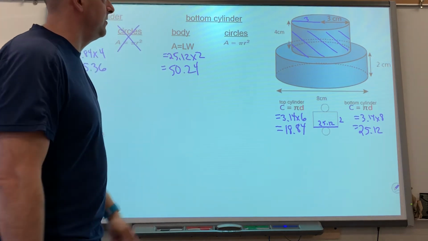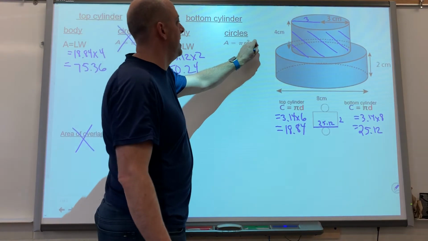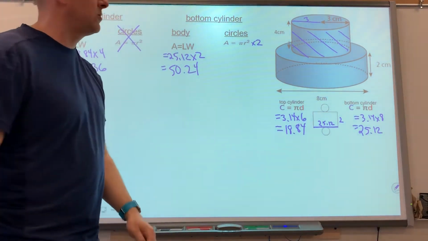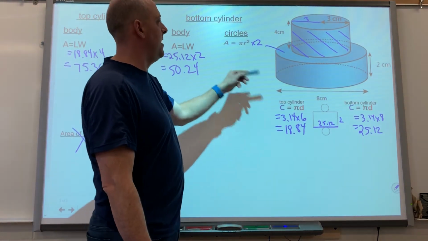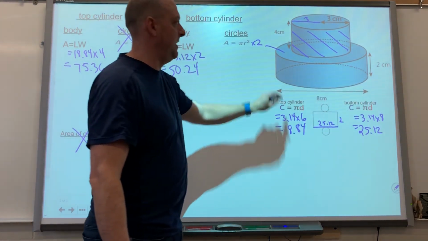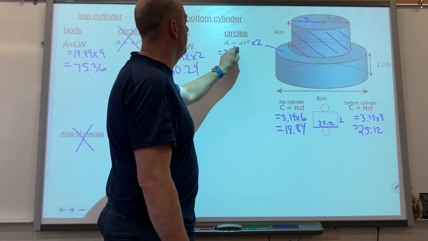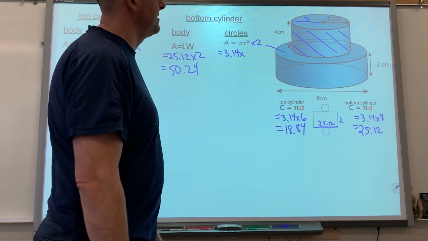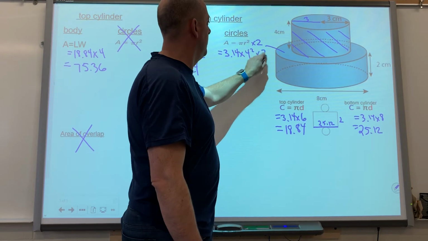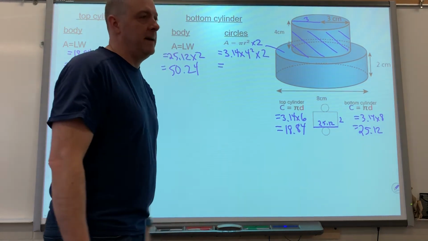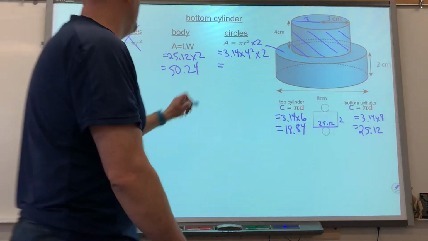The only thing we have left to do are the circles of that bottom one. Area equals pi r squared. We're going to times that by 2 because we've got a top circle with that formula, this top circle right here, and we also have a bottom circle, this one right here, with that formula. So that's 2 of them, times it by 2. So that's going to equal pi times a radius of, if the diameter is 8, then the radius is 4, times 2. And then we multiply all that together on our calculator. 3.14 times 4 squared times 2, we get 100.48.